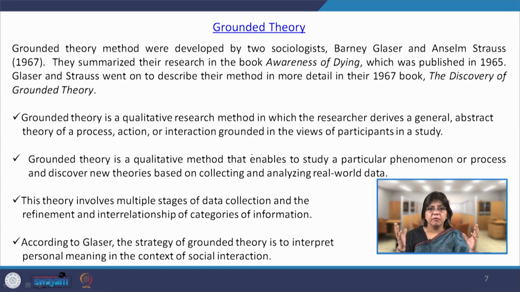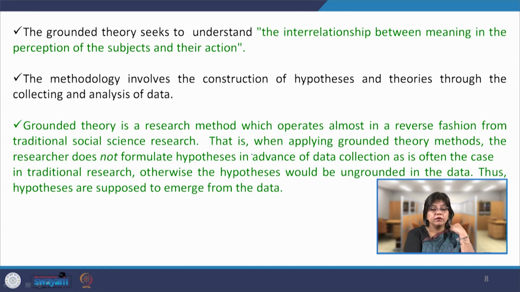There can be multiple responses and multiple interactions among members, and how those interactions and responses are collected and categorized based on the understanding of the researcher and the members forms the basis of grounded theory. Grounded theory seeks to understand the interrelationship between meaning in the perception of the subject and their action. It is obvious that what we think about the situation, our responses and our actions will be accordingly. So, there has to be a relationship between the situation and the action.